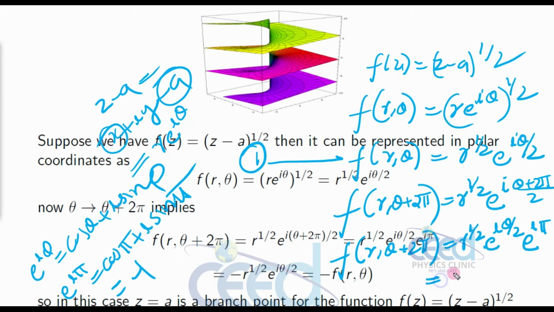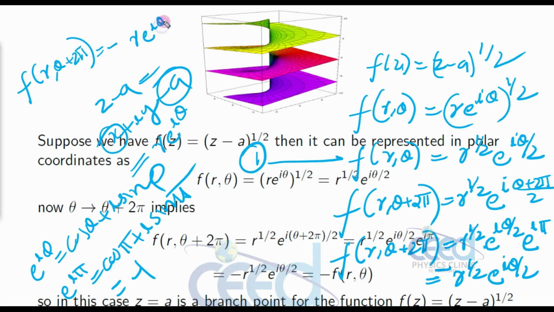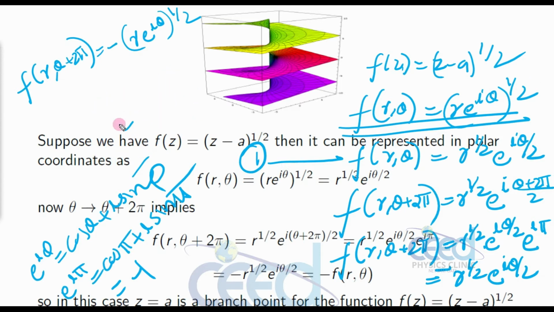So this I can write as r raised to 1 by 2 e raised to i theta by 2 into a minus sign. Now f of r, theta plus 2 pi, I can write as minus of r e raised to i theta, all raised to 1 by 2. Now look at this. This is our f of r theta, r e raised to i theta all raised to 1 by 2. That is our f of r theta.